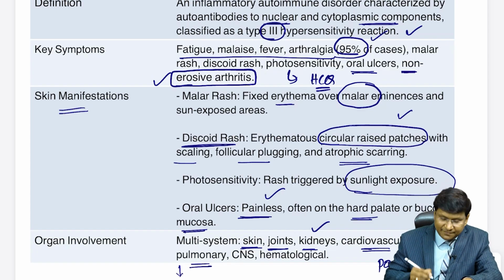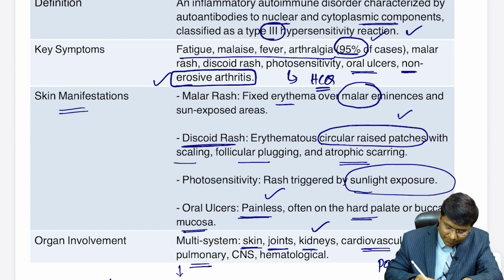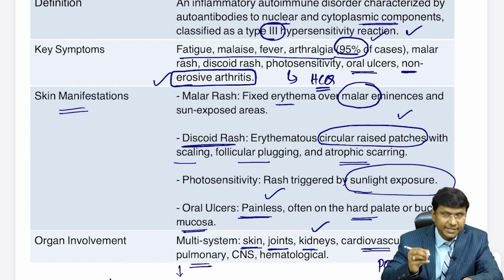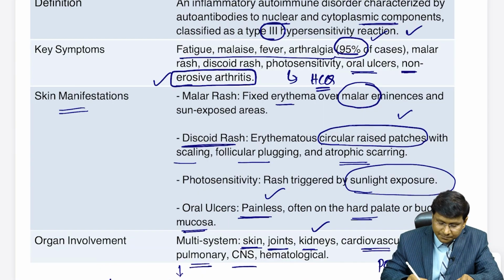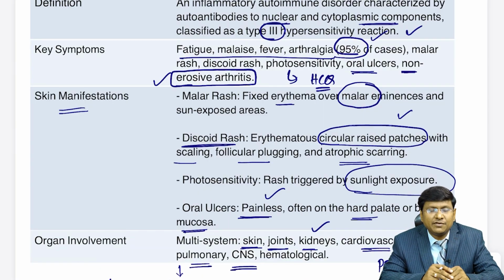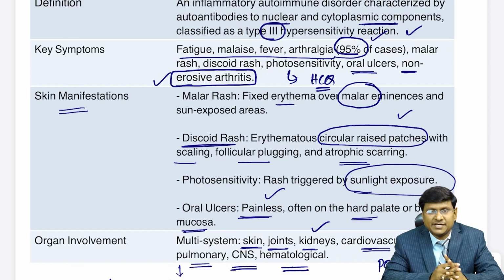One of the rare manifestations of lung involvement in patients with SLE is shrinking lung syndrome. Shrinking lung syndrome is due to diaphragmatic myopathy, where antibodies are formed against the diaphragmatic muscles. CNS manifestations will be in the form of lupus cerebritis, seizures, as well as psychosis. Hematological manifestations will be in the form of pancytopenia.